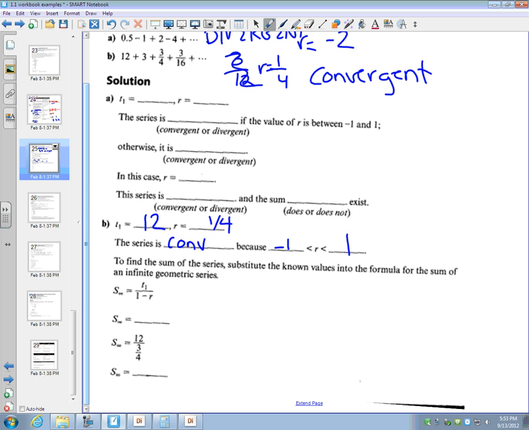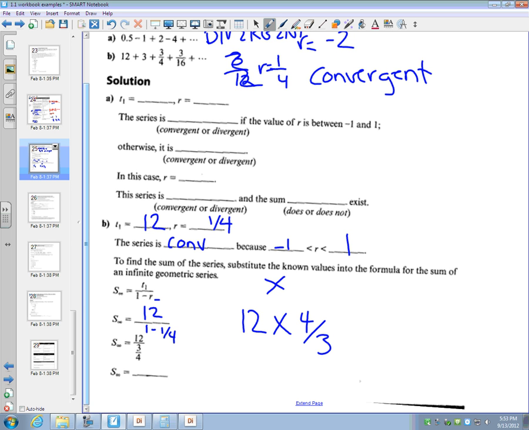To find the sum, we substitute the known values. T1 is 12, and 1 minus 1/4 on the bottom, 1 minus r. So we have 12 divided by 3/4. Fraction rules: when you divide by a fraction, you kiss. Look, there's two little things kissing, how romantic. And flip, kiss and flip.